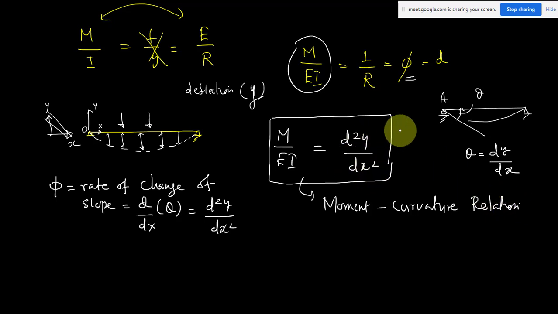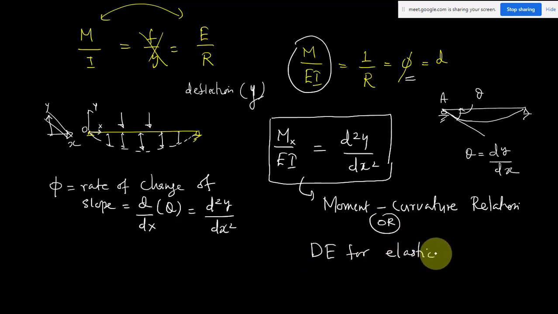It is a form of a differential equation, right? Because d square y by dx square equals M by EI. This M is a variable; at every section we have a different value of moment, so M(x). So d square y by dx square equals M(x) by EI. This is a differential equation for y, and y is your deflection. So this equation is called the differential equation for the elastic curve of your beam.